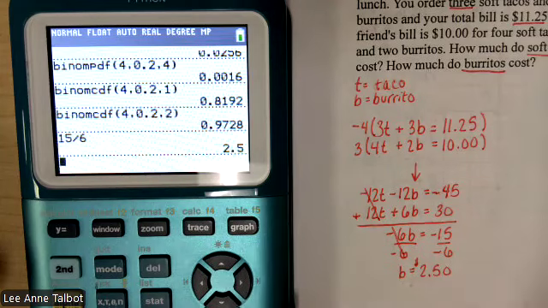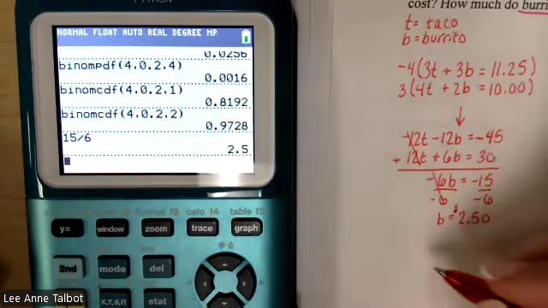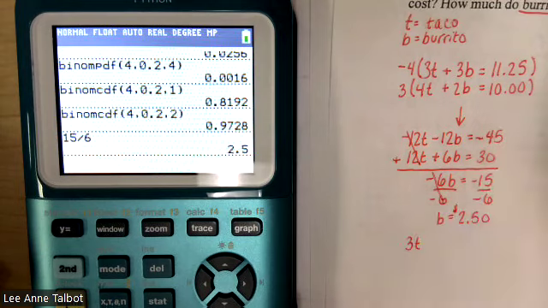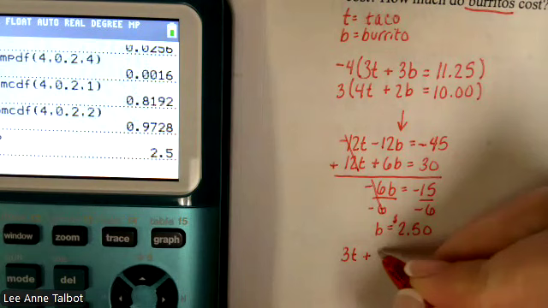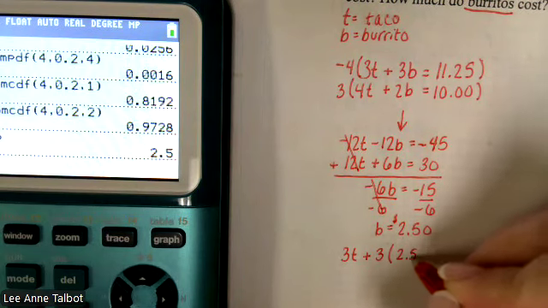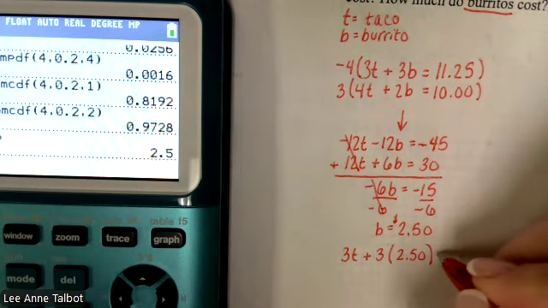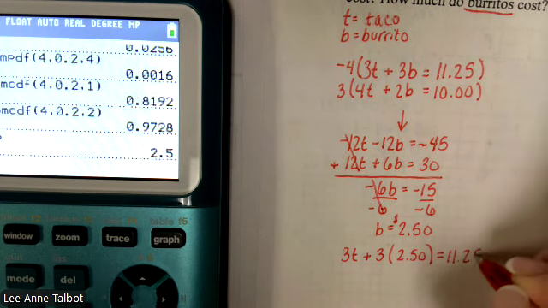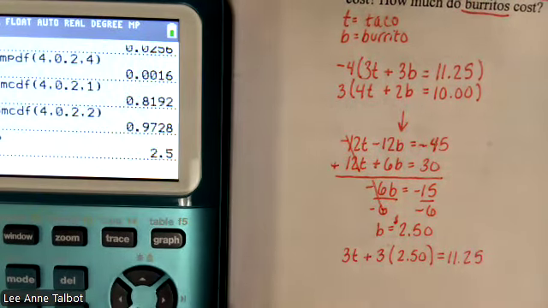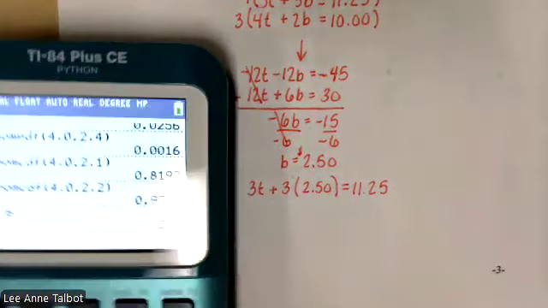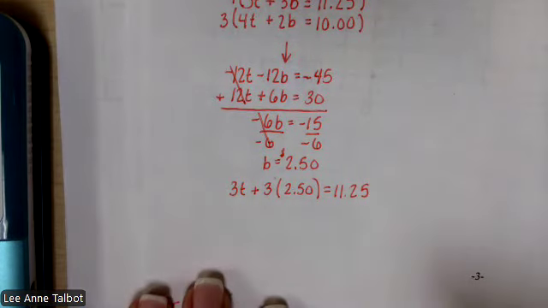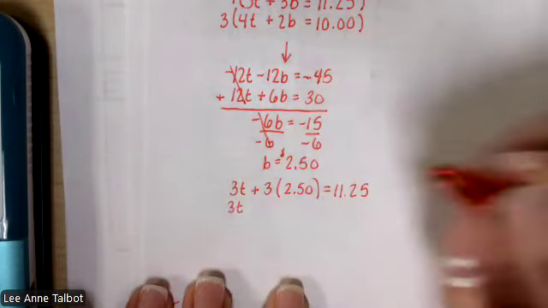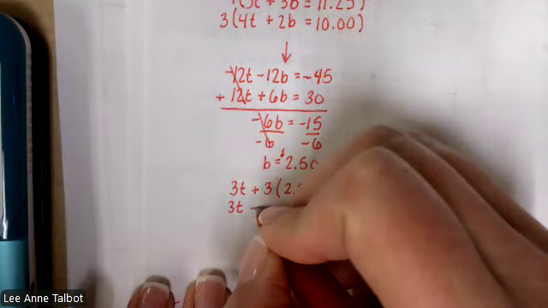Just saying. Okay, now we're going to plug it in. So I'm just going to plug it into the top one. Really no good option here. 3t plus 3 times 2.50 equals 11.25. You can already do this without me. Oh, you can need me. 3 times 250, that's 750, right? Okay.